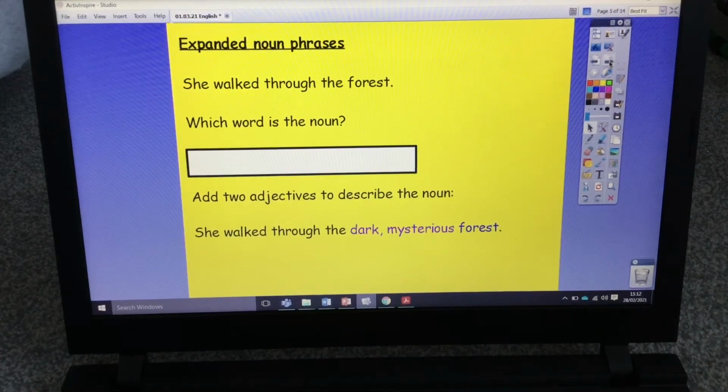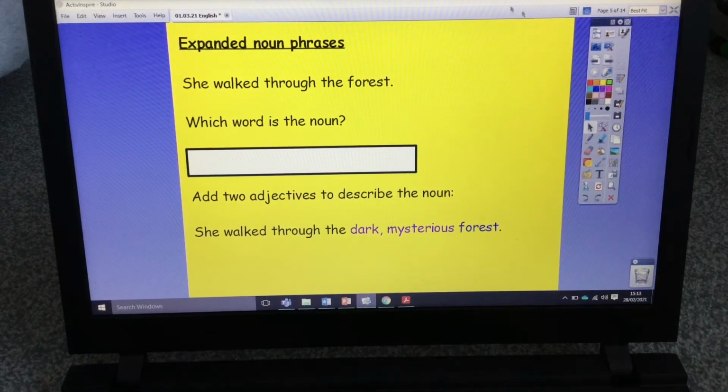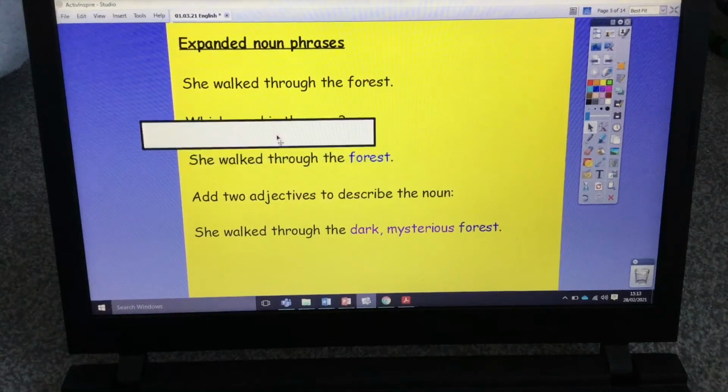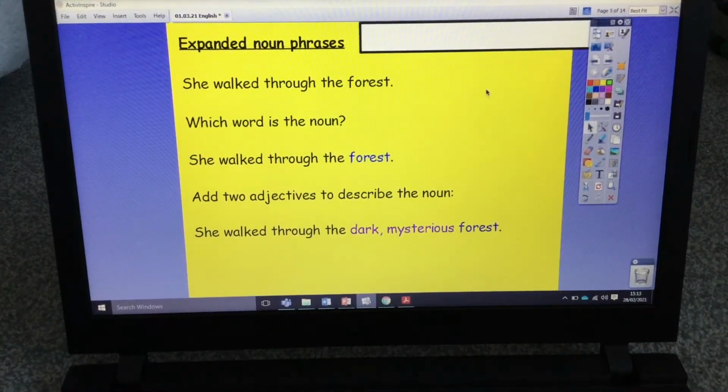Okay, we're going to look first at expanded noun phrases. She walked through the forest. Which word in that sentence is the noun? Pause the video and have a think. Well done. The noun is forest. Now remember, a noun is a person, place or thing, so the forest is our place, forest.